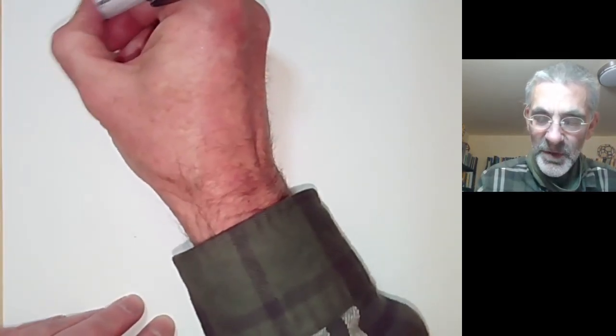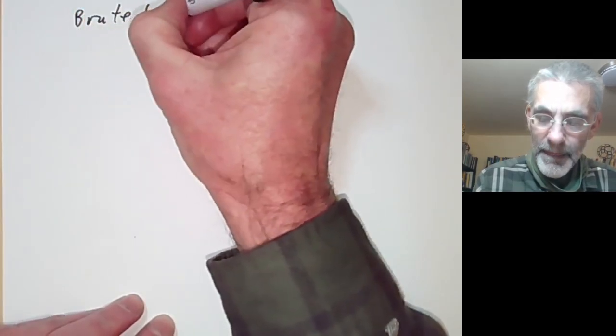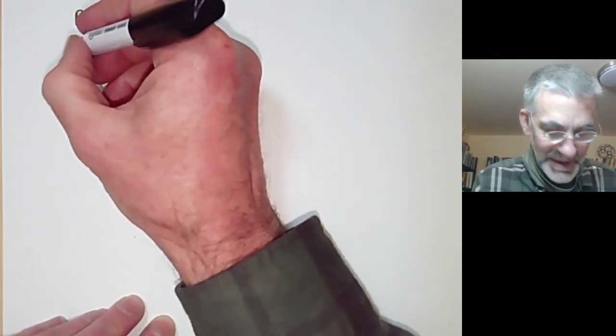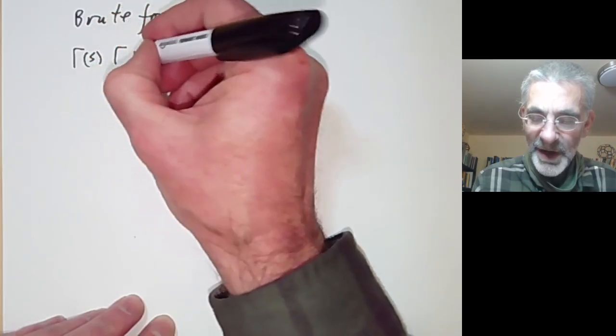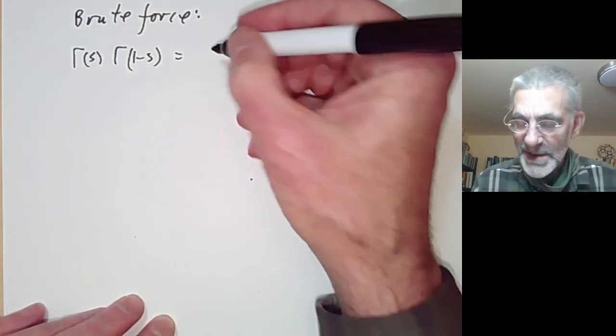By the way, we can give a brute force proof of this. This is the hard proof, and I'll just give it so that you appreciate the easy proof. So let's try and do it by brute force. So what I'm going to do is I'm going to take gamma of s times gamma 1 minus s, and I'm going to write it out in the definition.